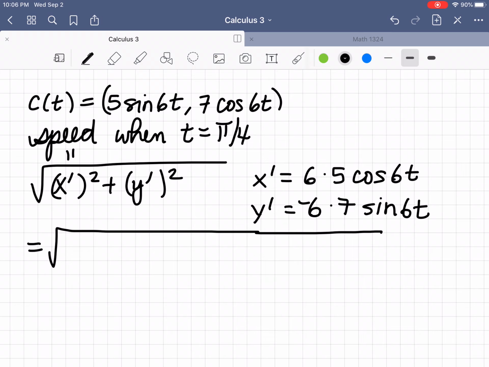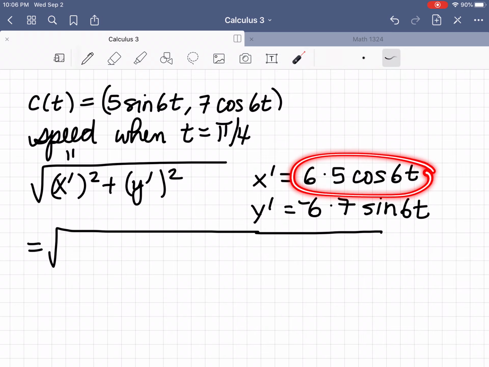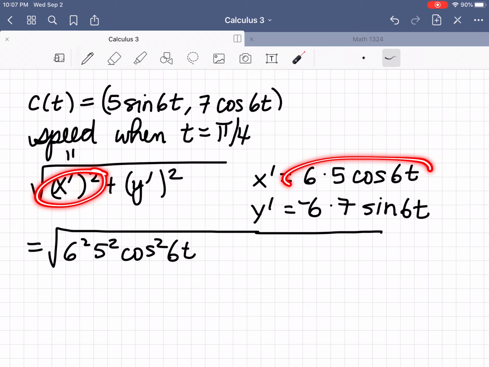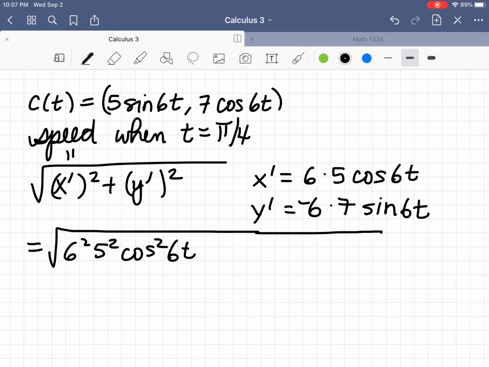So x prime squared, take our x prime, write it there, and square everything. So we're going to get 6 squared, 5 squared, cosine squared 6t, right? This is x prime squared. Then we're going to add y prime squared. So you got to square everything here. So we're going to add 6 squared, 7 squared, sine squared of 6t.